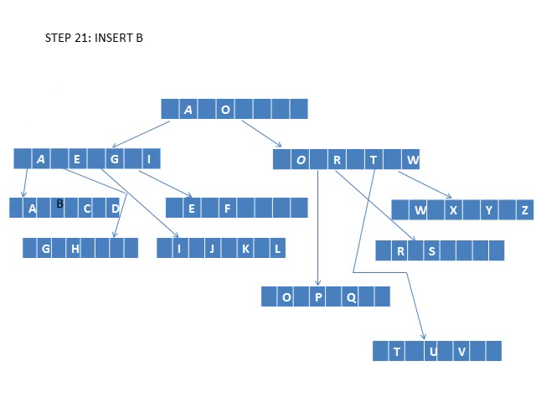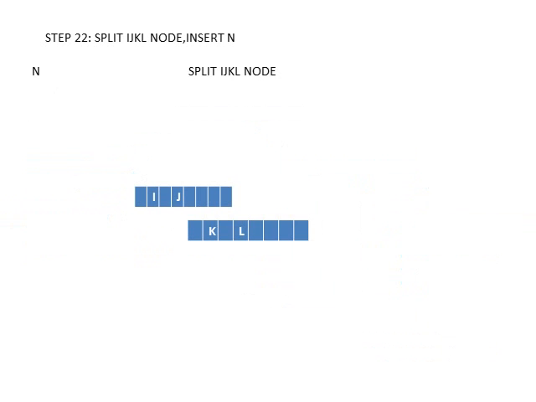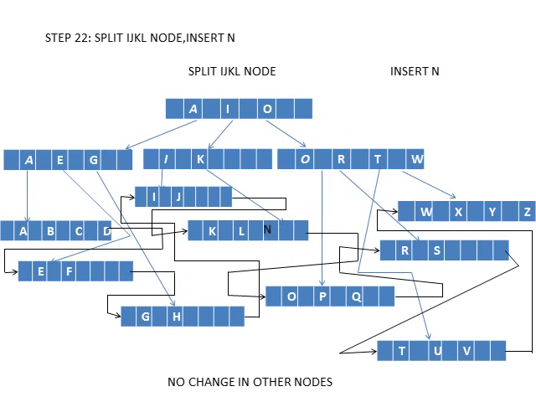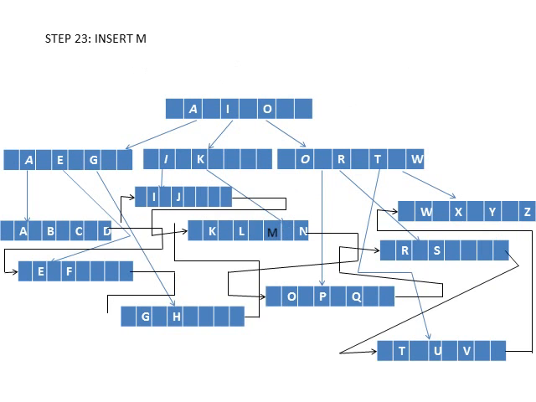For inserting key B, no splitting is required, direct insertion is done. Next key to be inserted is N. We split the node containing I, J, K, L keys. We insert N into the appropriate node. The other nodes remain unchanged. Next key is M. Here we insert it directly. Now we finish the creation of the B plus tree.